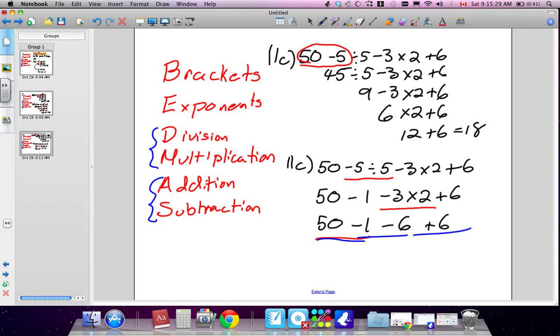Okay. Minus 6 plus 6. 49 minus 6 is 43. Plus 6, 49. So you notice we got the number 49.